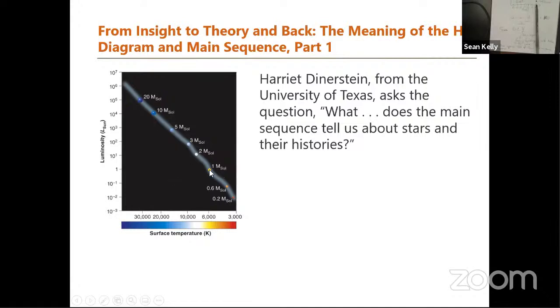Let's go the other direction. If you go down the main sequence, the stars have less mass, okay? So O stars are very massive and hot and very luminous. M stars are a very small mass. They are less luminous and they are cooler, okay? That's all true as you follow the main sequence.